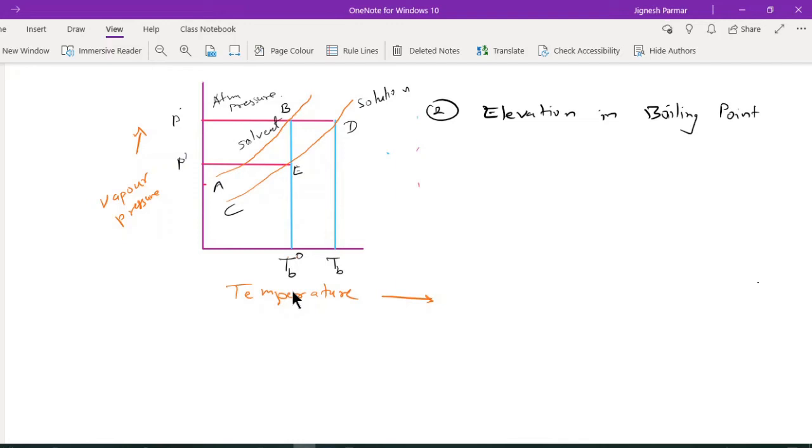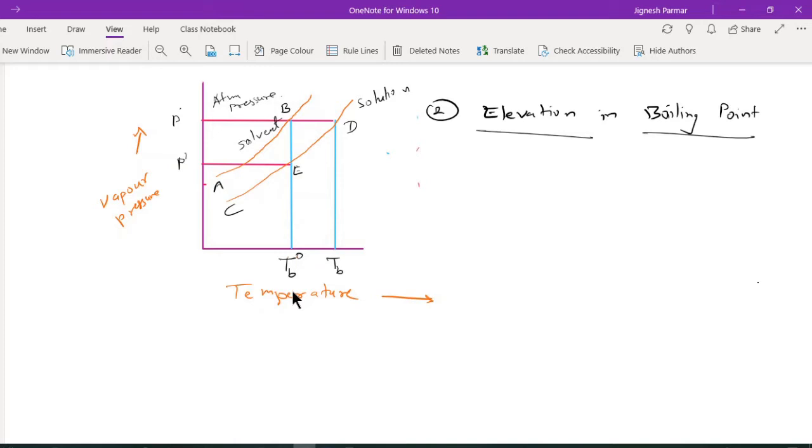Morning students, in the last section we studied relative lowering of vapor pressure. Now let's see the second colligative property, which is called elevation in boiling point. First of all, let us understand what the boiling point is.